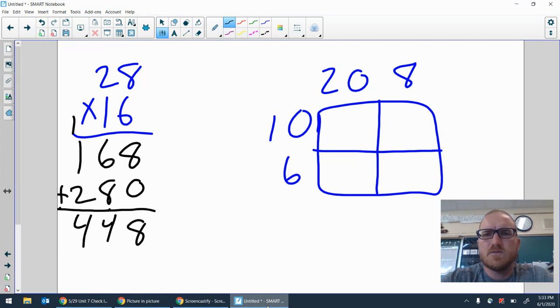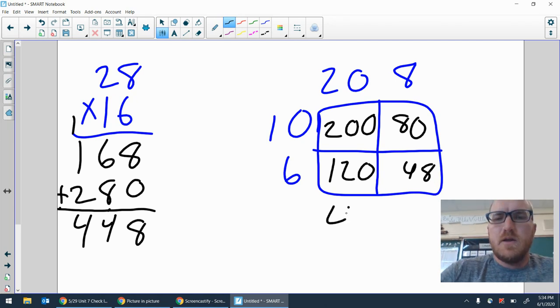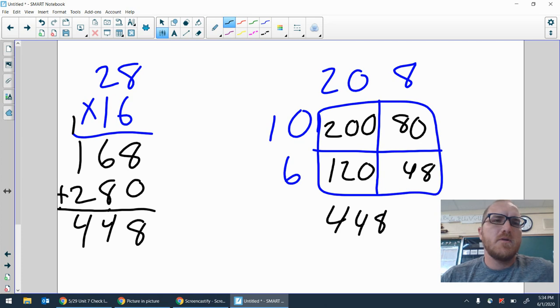448 is an option here. And then let's quickly check this one. 10 times 20 is going to be 200. 8 times 10 is going to be 80. 6 times 20 is going to be 120. 6 times 8 is going to be 48. So right away, the two that I'd add together would be 120 and 80 because I know that makes a nice big friendly 100. So that's 200 right here. Plus the 200 here is 400. Plus the 48 equals 448 for us.